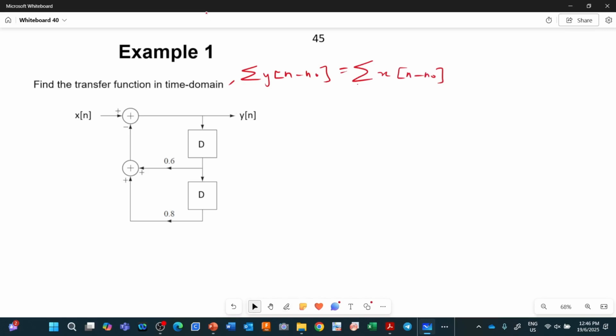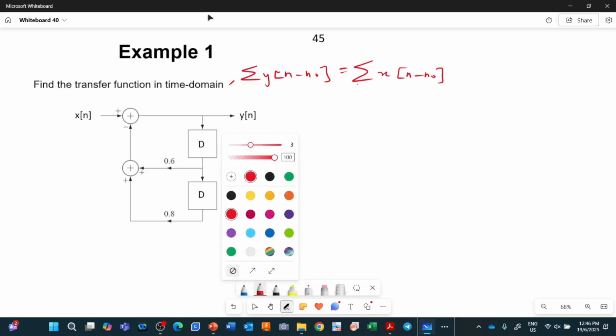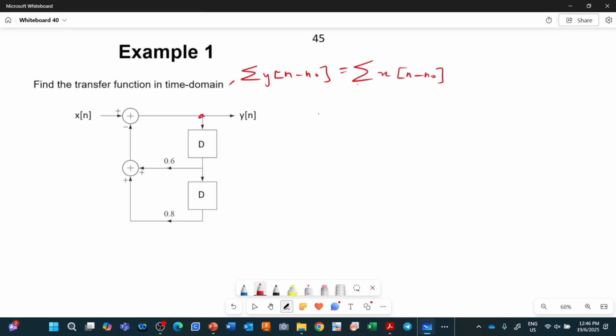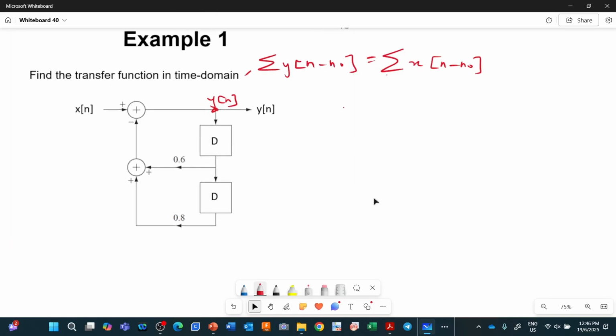Alright, so similarly to how you learned control, what we do first is write out what is at each point. Let's say this point is y[n]. What else can you write? We use only y[n]. So now we start to write out the equation. I'm going to write it directly in the block.